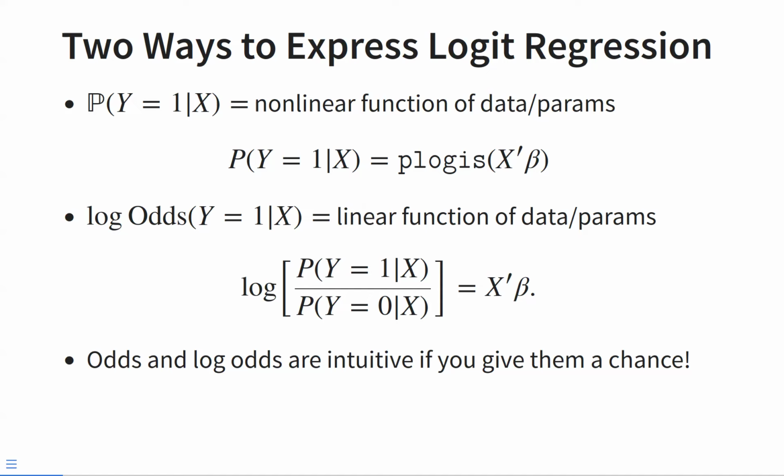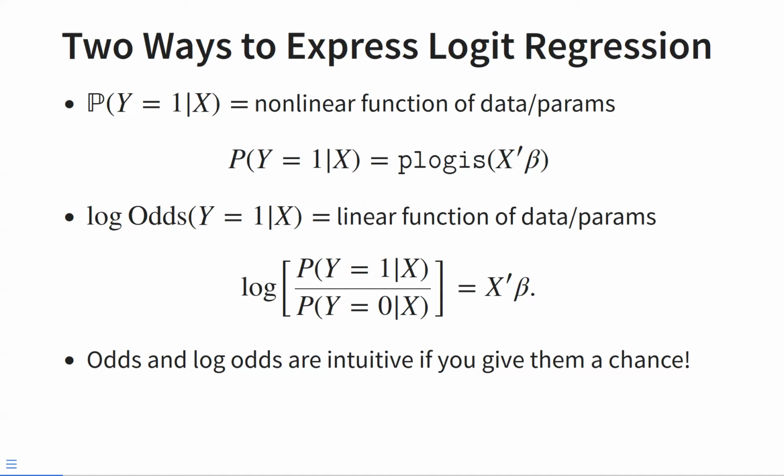So another way of expressing logistic regression is to say that the log of the ratio of the probability that y is 1 given x to the probability that it's 0 given x is equal to x prime beta. Now, if you're anything like me, the first time you saw these log odds, you thought, well, this is really quite complicated. Why don't we just work with the simpler probability that y is 1 given x? Because after all, the probability that y is 1 given x is just the same thing as the conditional expectation of y in this case, since y is binary, so its conditional expectation is just the same thing as the probability that it's 1.